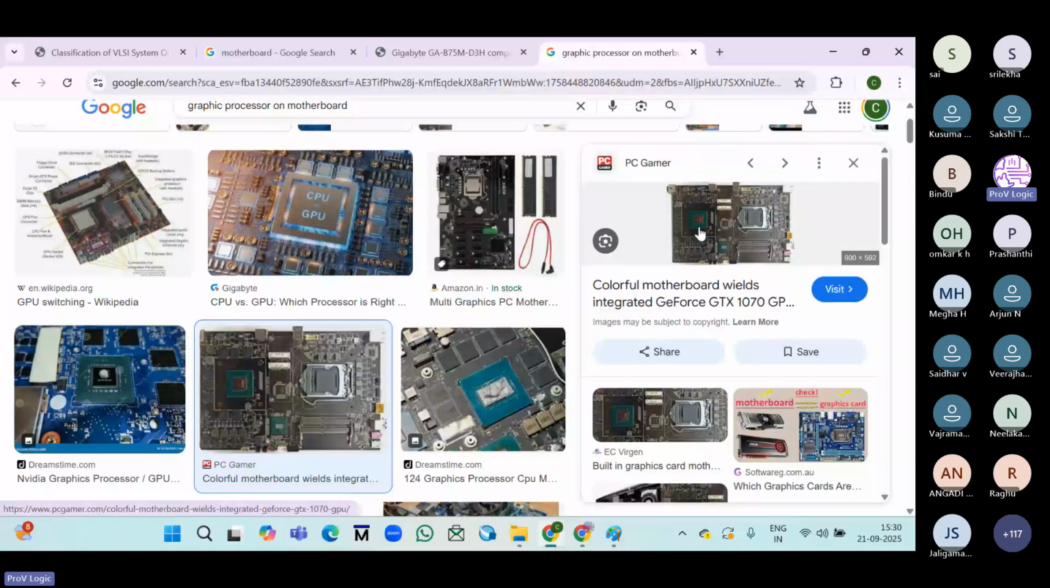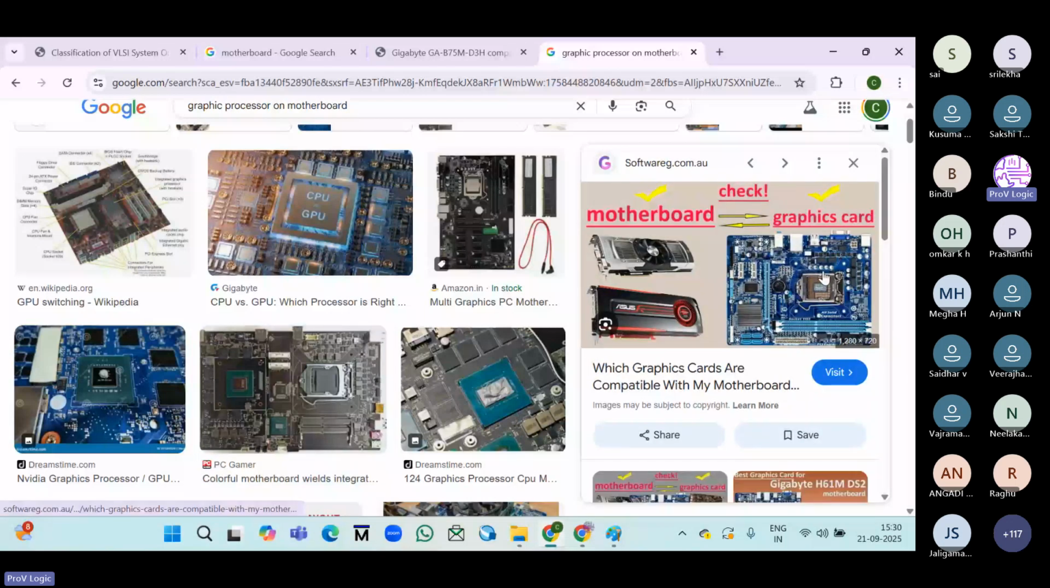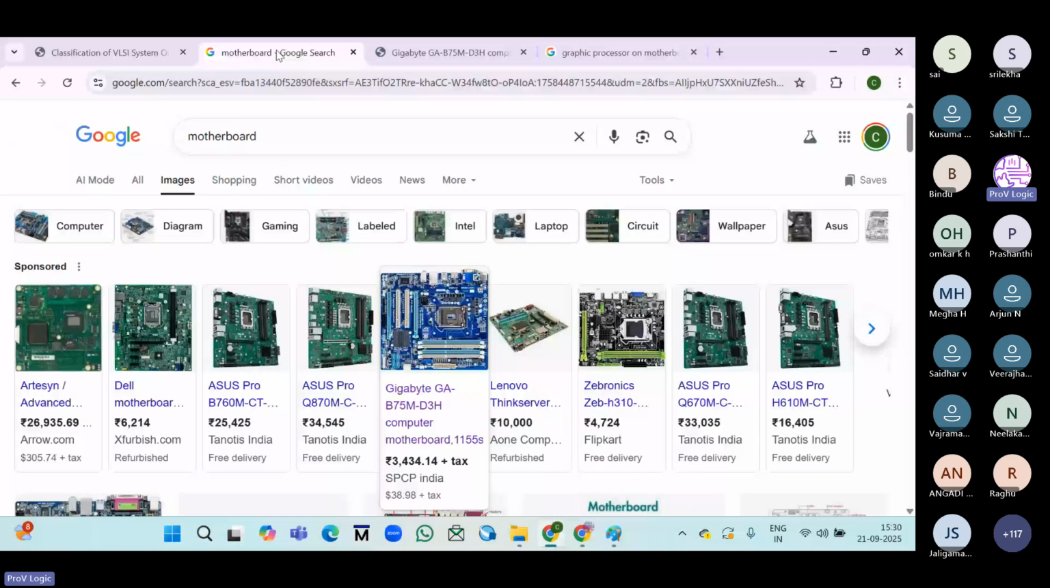But if you have a requirement, then only. See here, graphic cards. These here on the left side are nothing but graphic cards, GPU. So these all are connected individually on the PCB board: the North Bridge, IO, memory slots, PCIe slots. Everything is connected individually.